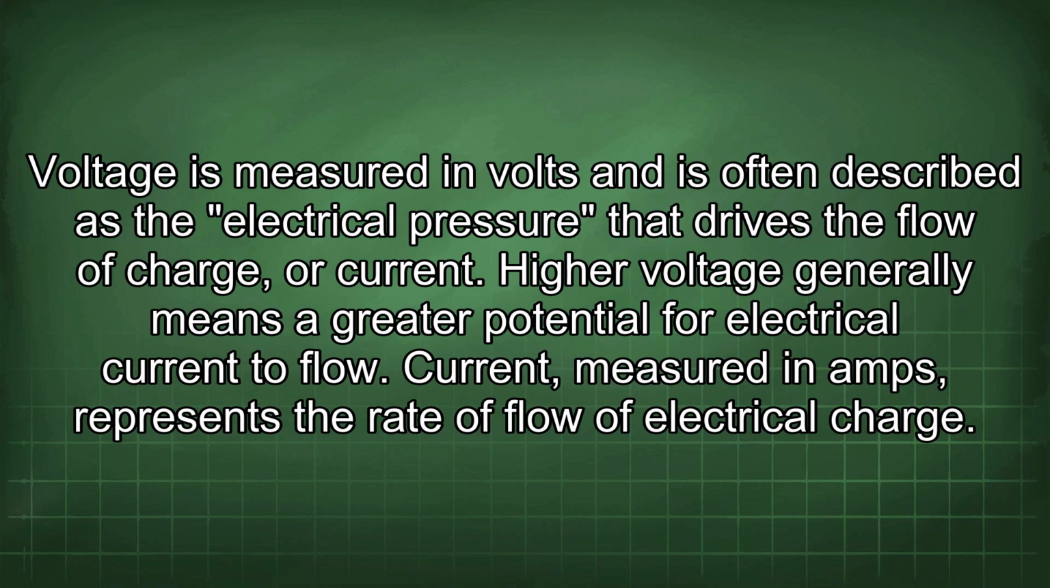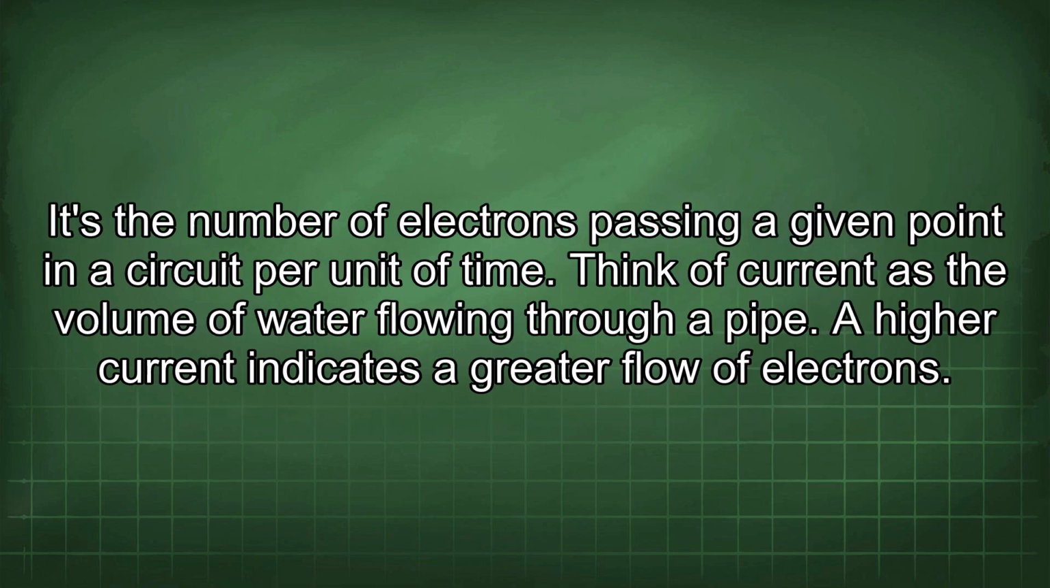Current, measured in amps, represents the rate of flow of electrical charge. It's the number of electrons passing a given point in a circuit per unit of time. Think of current as the volume of water flowing through a pipe. A higher current indicates a greater flow of electrons.